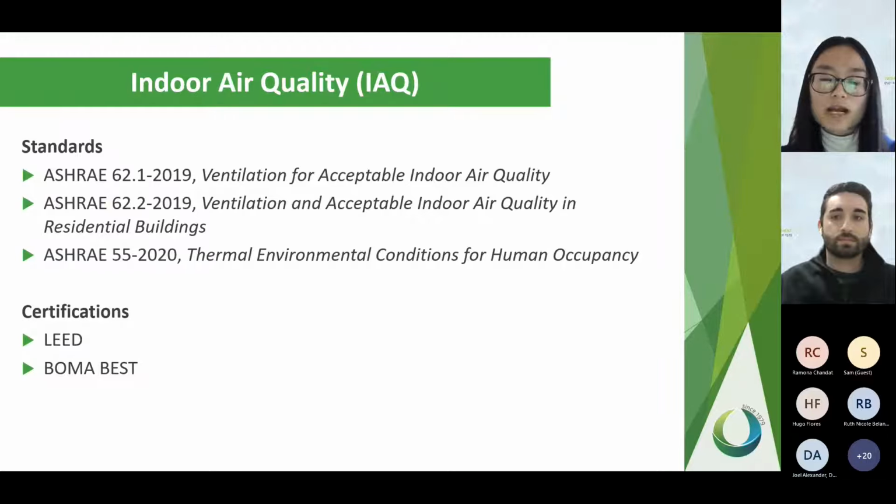And in terms of indoor air quality standards, here are a bunch of standards in case you were interested in what acceptable indoor air quality is. As well, indoor air quality is important for certain certifications such as LEED and BOMA BEST, which have criteria for what the air quality should be in the space to be certified.